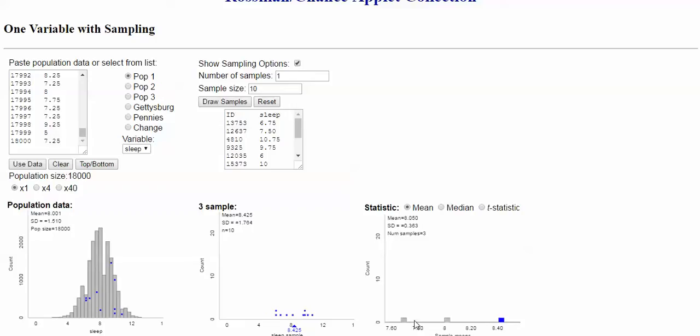And if you click on this sample mean down here, you can see that these 10 people are a little bit lower. They're getting a little bit less sleep. And you can see that these 10 people over here are getting more sleep, especially because of this person up here. That's why these 10 people had the lower mean, and these 10 people had the higher mean.